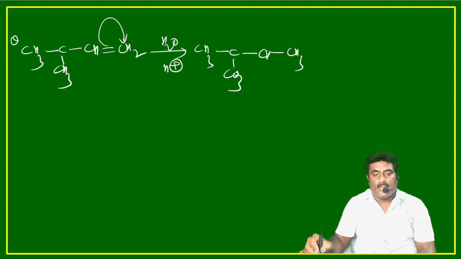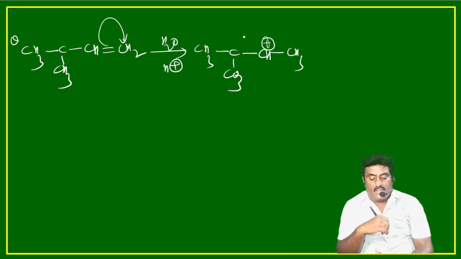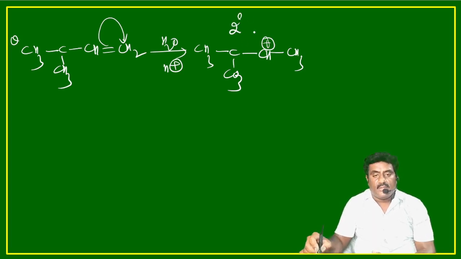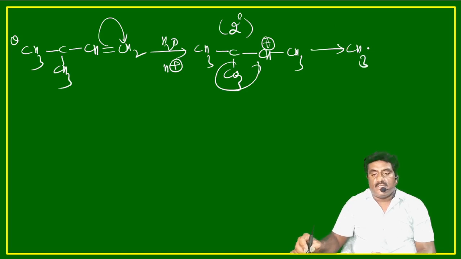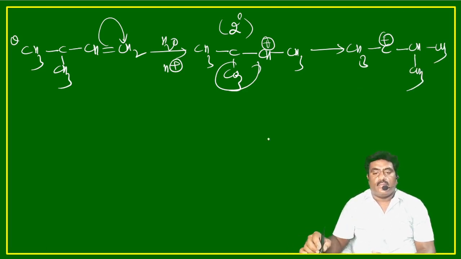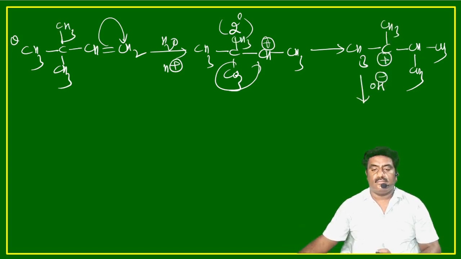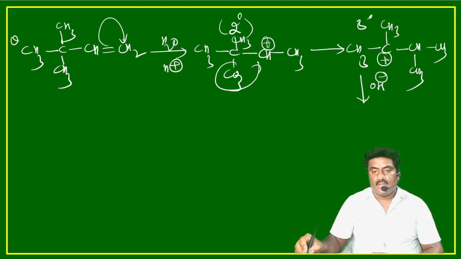CH3 to form a carbocation. Yes or no? What type of carbocation is it? It is a secondary carbocation. It rearranges. The methyl shift occurs. It forms CH3 plus, CH, CH3, CH3. Now look for the reaction. See, to form a tertiary carbocation.